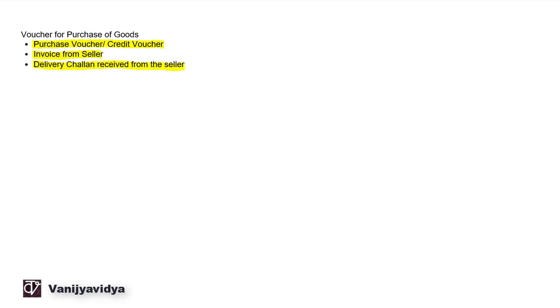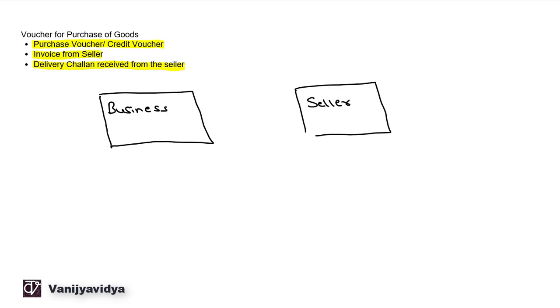Now let's see an example. This is our business and this is a seller. So whenever we are purchasing some goods, the seller will be sending us the invoice, then the delivery challan and the goods.